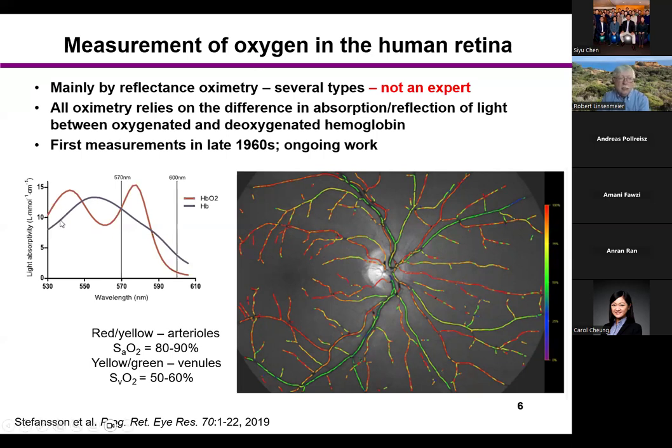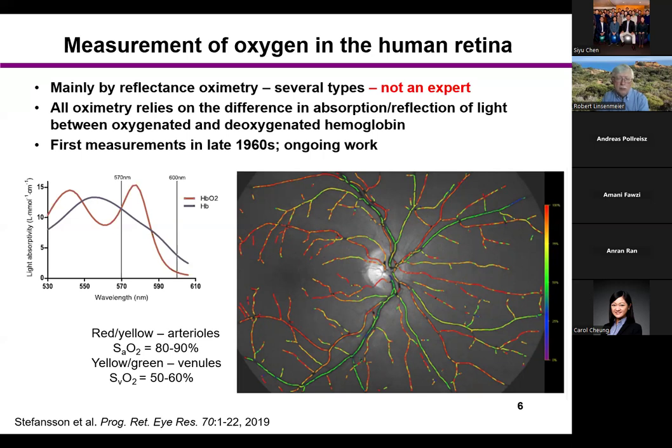If hemoglobin is deoxygenated, it has this relatively simple curve. If it's oxygenated 100%, then it has this red curve. And what you have to do is to compare at least one wavelength where the two curves are different, the reflections from those two at that wavelength. And you have to compare it to at least one wavelength where there is no effect of oxygen. This would be a two wavelength method, but many methods use multiple wavelengths.